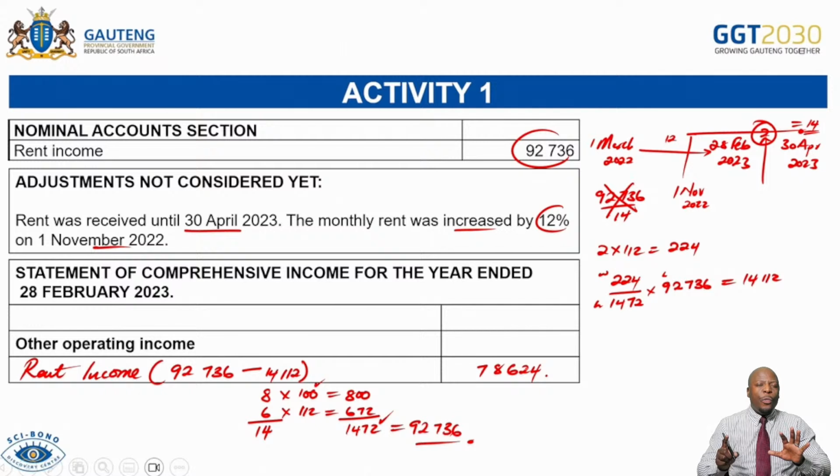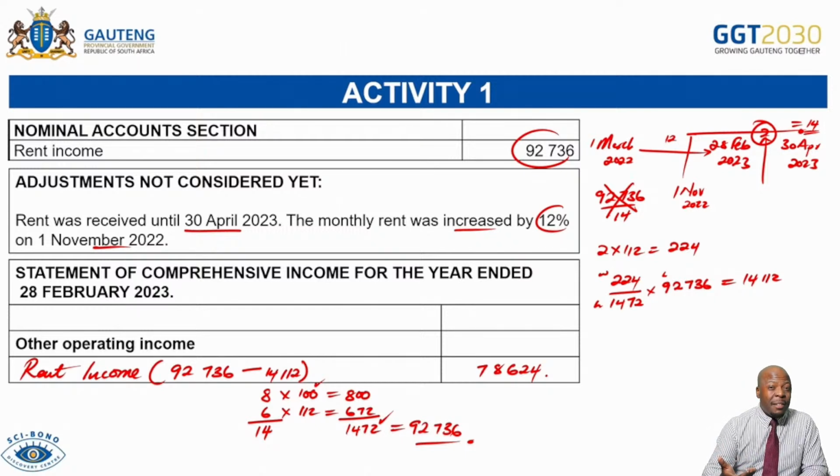Okay, I know there are quite a number of ways in which one could have done this particular calculation. But for this particular question, we were thinking it would be easy if we do it in this way. Let's go on to the next adjustment then.